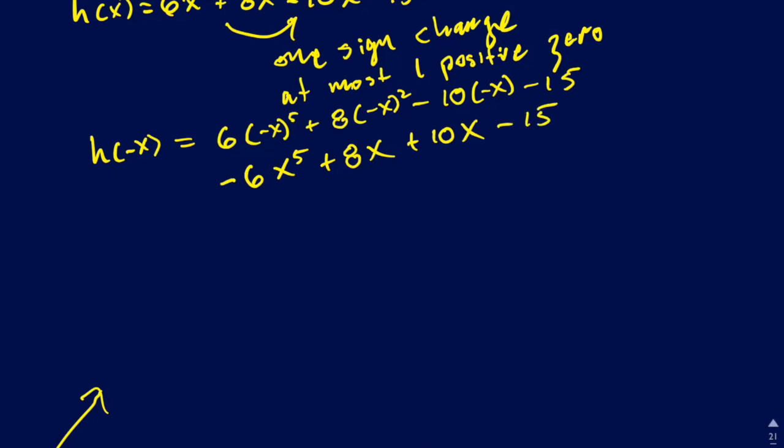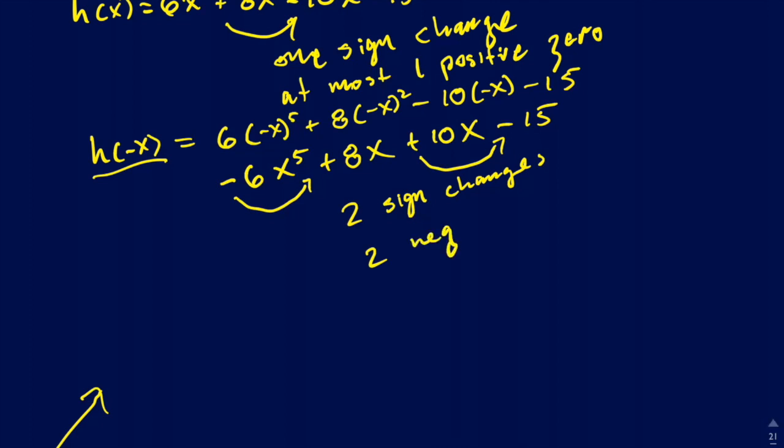Now let's count. Here's one sign change right away. And then no sign change, no sign change. And then here's another sign change. So there are two sign changes. And since we were checking that on h of negative x, now we're talking about how many negative zeros. So 2 negative zeros or 0 negative zeros. Those are our choices.